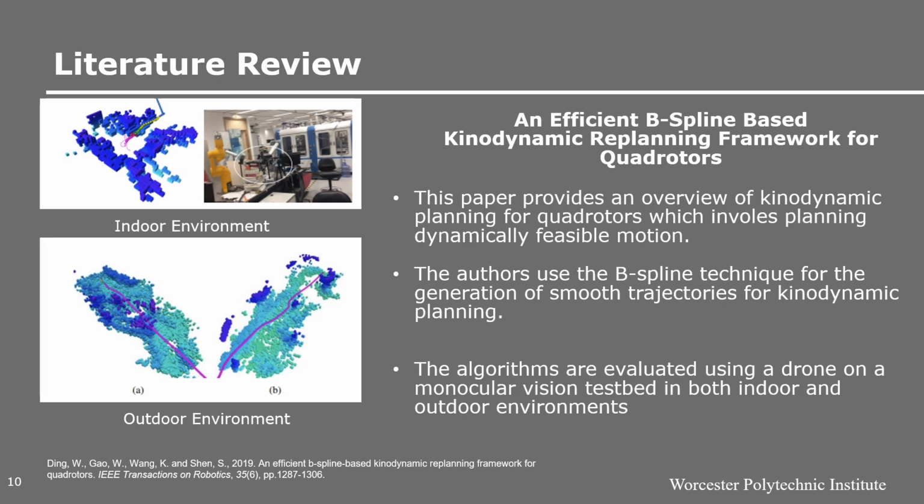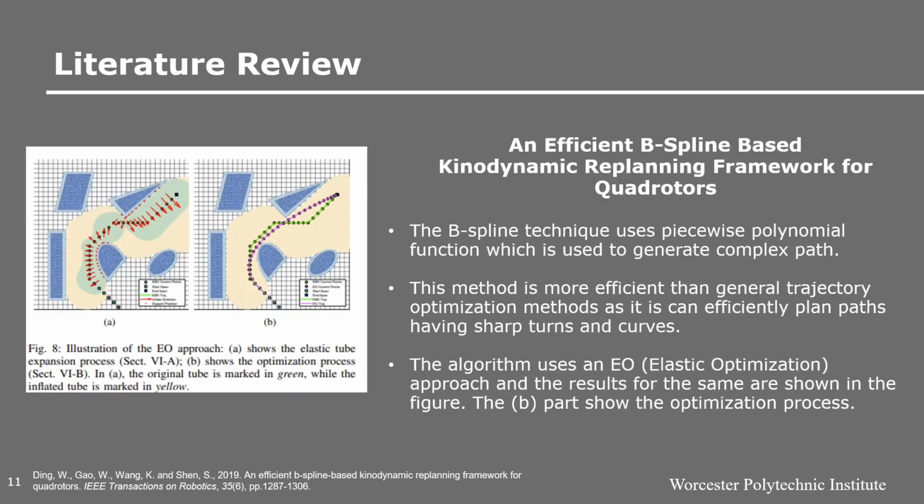The images on the left-hand side show the pictorial representation of experiments conducted in indoor and outdoor environments, where we can see smooth and optimal trajectories. The B-spline technique uses a piecewise polynomial function which is used to generate a complex path. This method is more efficient than a generalized trajectory optimization method as it can efficiently plan paths in sharp turns or curves, which is ideal for drone navigation.